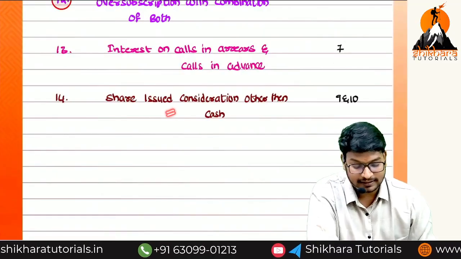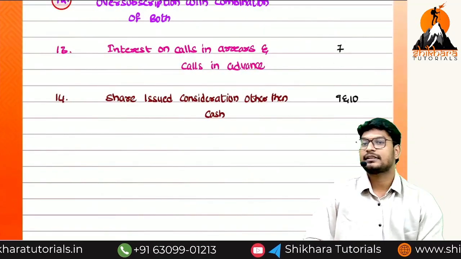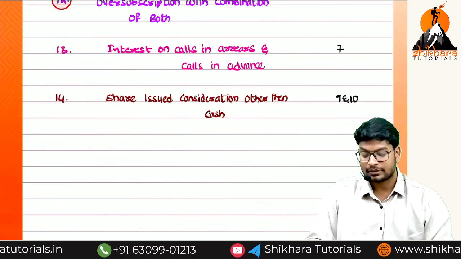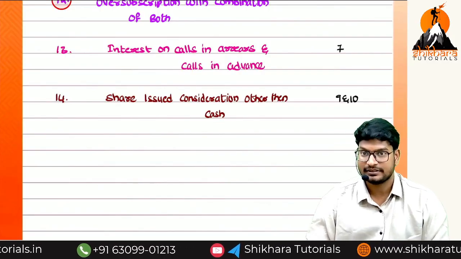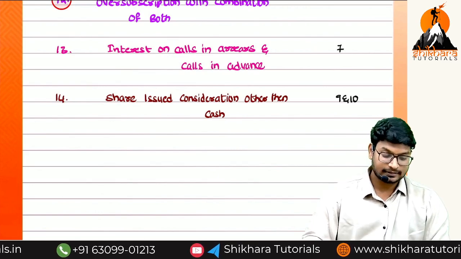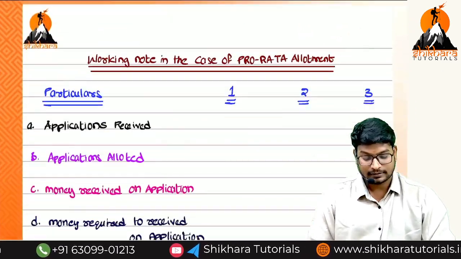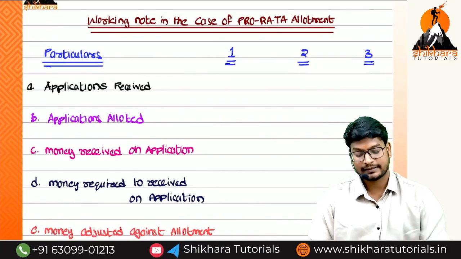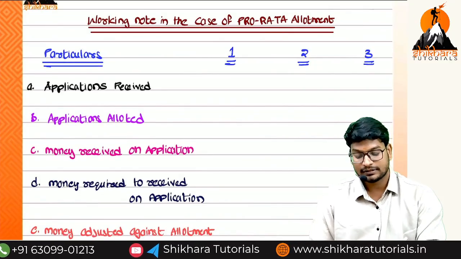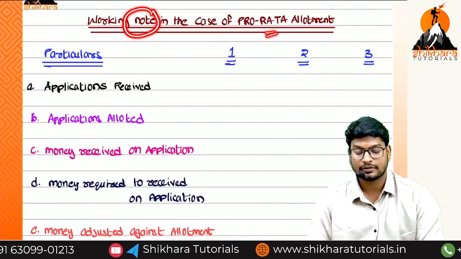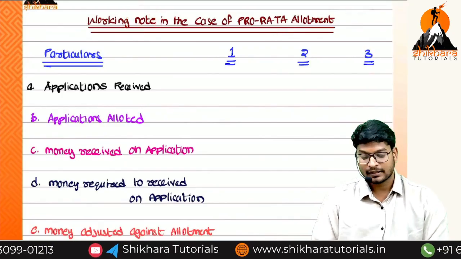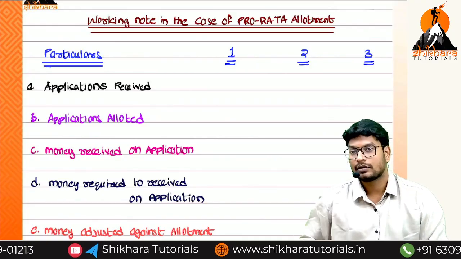The next one is called interest on calls in arrears, and there is a concept called shares issued for consideration other than cash. We have not discussed this concept, we have to discuss it. And next, you have to note down this working note. So please take note of this working note. This working note will be useful in the case of pro rata allotment. Straight away we have to fill the amounts in that.